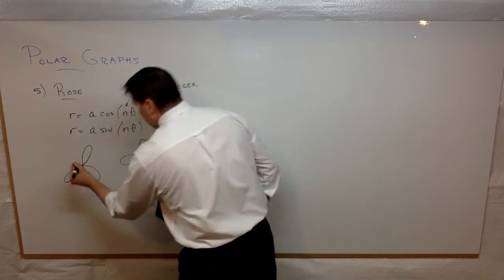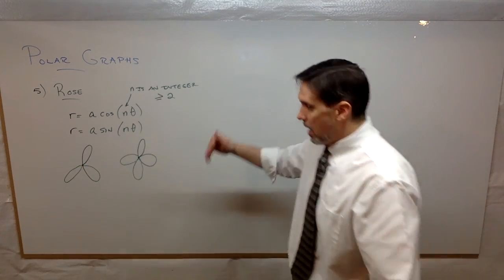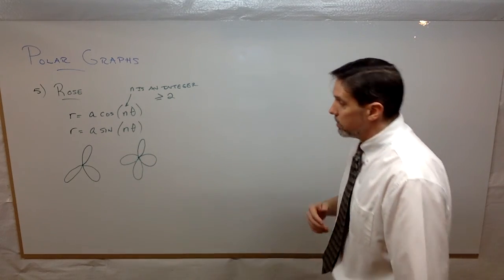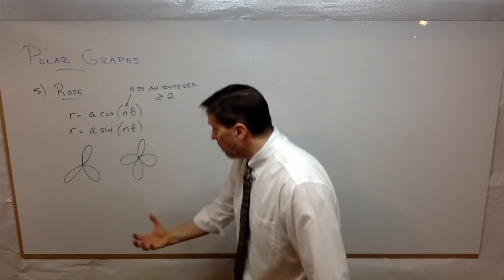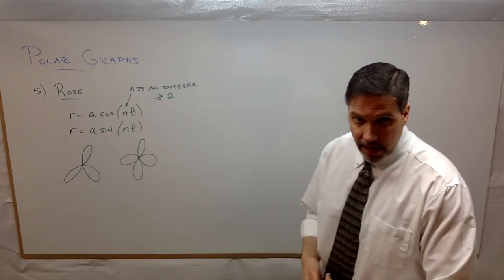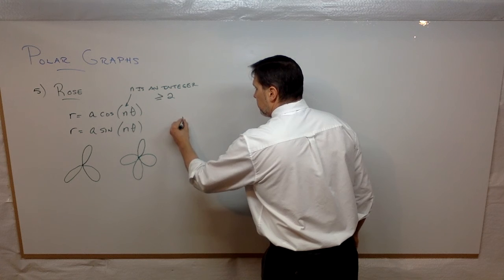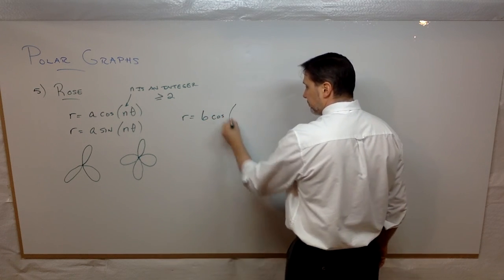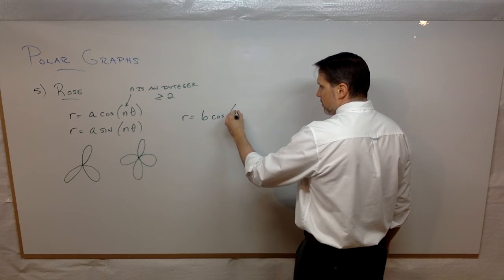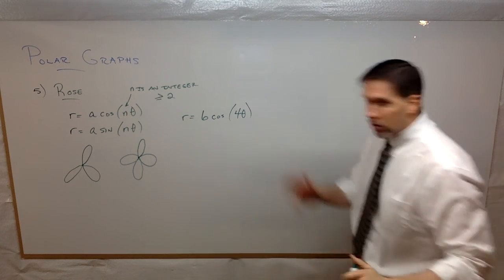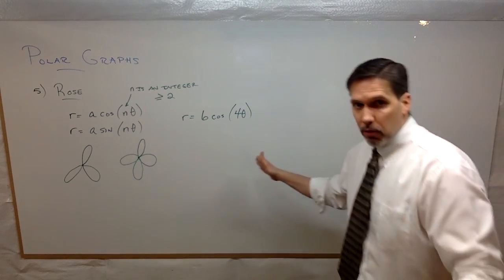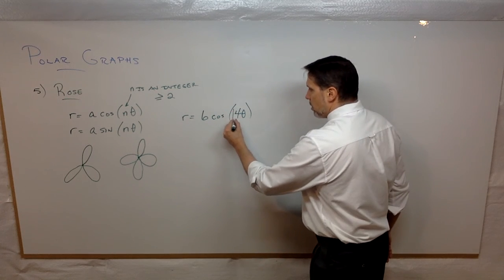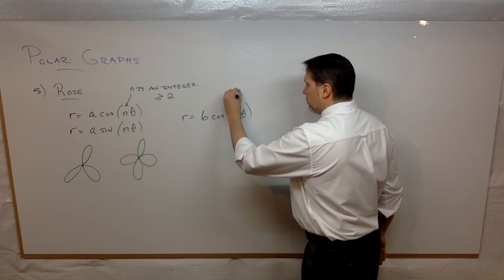Now, a rose doesn't have to have 3 or 4 petals. It can have many, and I don't want to say any number of petals. We have to be careful how we say this, because there is a relationship between the number of petals you get and this n value. So, for example, r equals 6 cosine of 4 theta. That is 4 times theta. That is going to be a rose, and we can actually know how many petals we have by that n value.